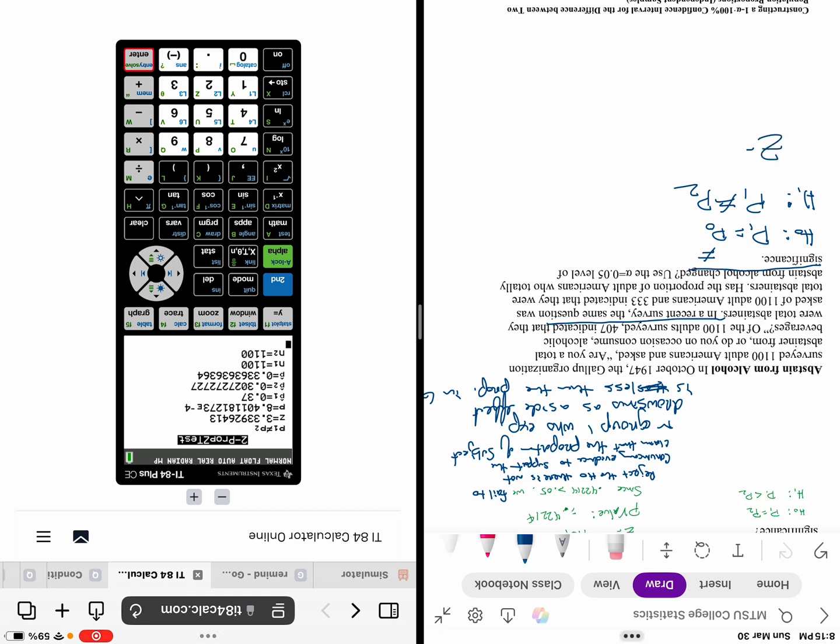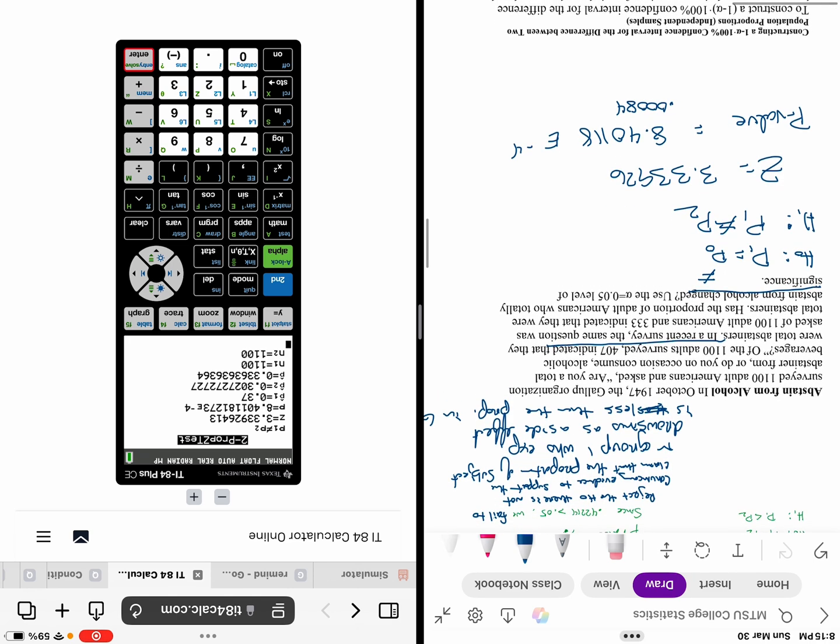So my Z statistic on this one was 3.33926, and then my p-value is 8.40118, but then it says e to the -4, so that's really 0.00084. So now I do my little wrap up here. Since 0.00084 is less than 0.05, we reject the null hypothesis.